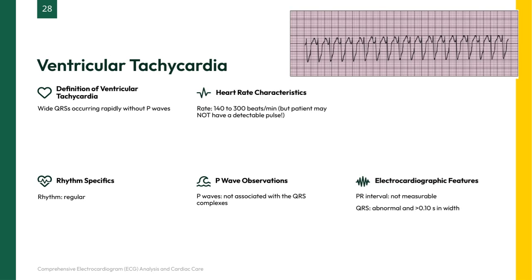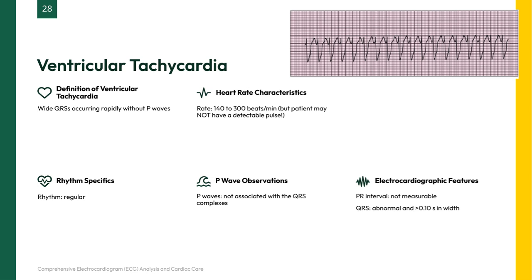Ventricular tachycardia is characterized by a rapid sequence of wide QRS complexes without visible P waves. The heart rate typically ranges between 140 and 300 beats per minute, which can be alarming since the patient may actually have no detectable pulse despite this fast rhythm. The rhythm itself is generally regular, meaning the beats occur at consistent intervals.